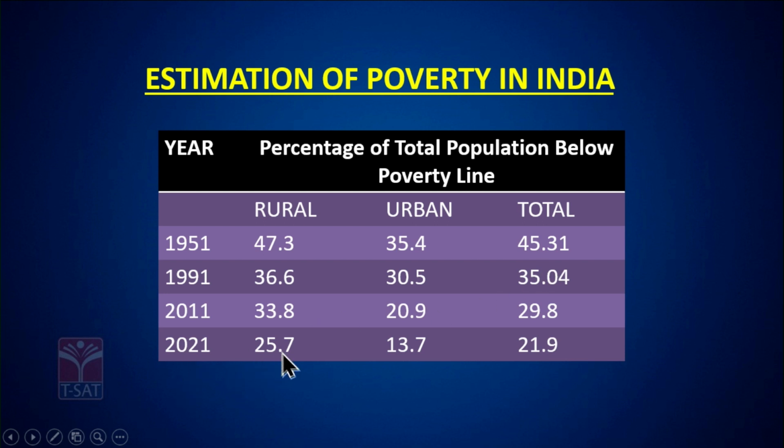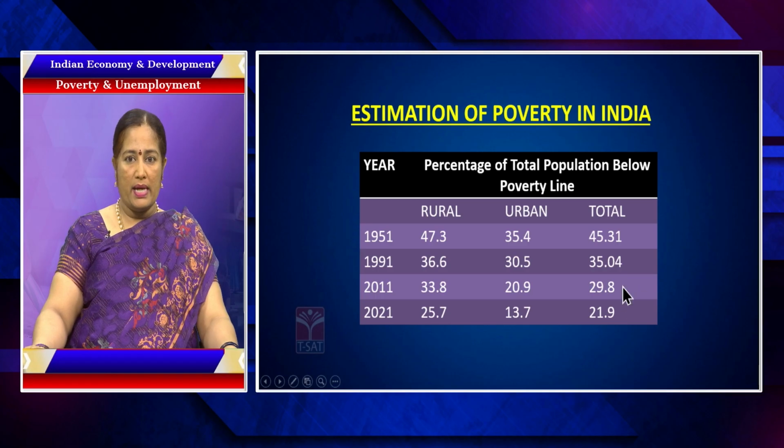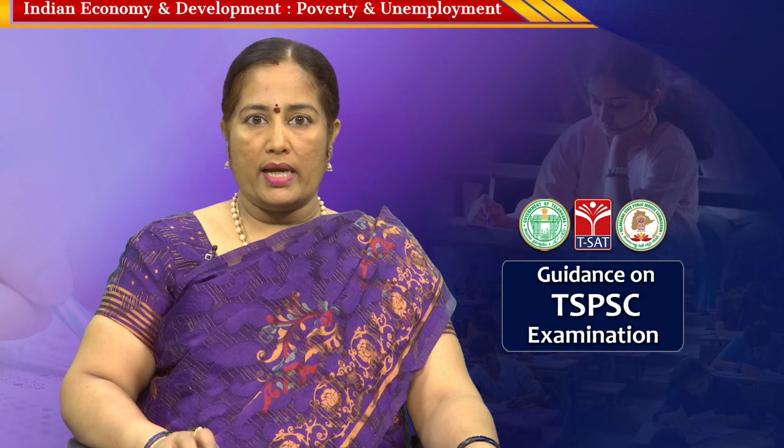In 2021, 25.7 were suffering from rural poverty, and urban poverty 13.7. Total poverty was 21.9. So due to the efforts made by the government in the form of implementation of the 12 five-year plans, prioritizing poverty alleviation programs, and reduction of the unemployment problem in India, possibly the positive effect was that we were able to reduce the percentage of poverty from 45.31% to 21.9%.